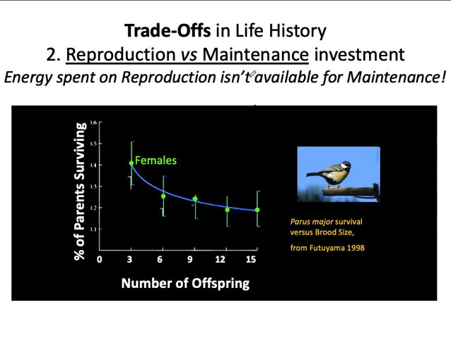And what this data show is that as the number of offspring increase, or we can think of it as the energy allocated to reproduction increases, parental survival decreases. And that's, again, because the energy spent on reproduction isn't available for maintenance, isn't available for survival.